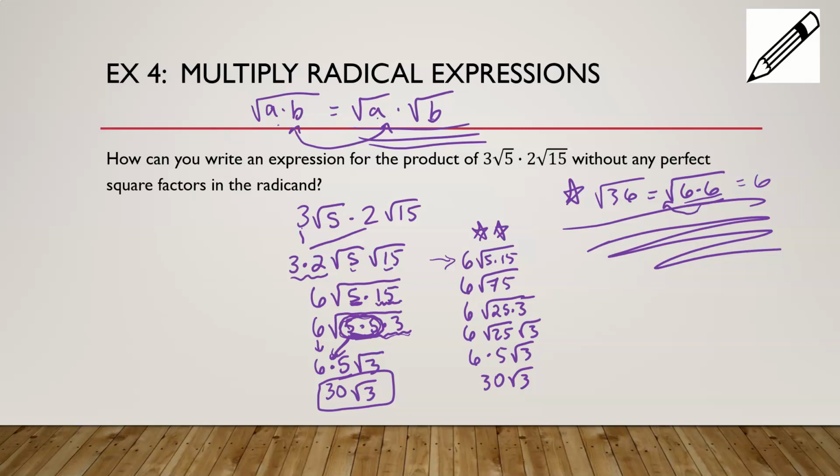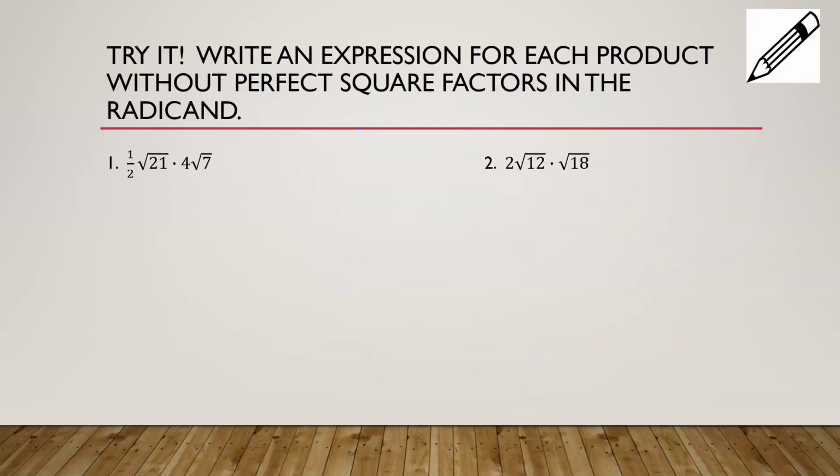All right, let's try one more. We're going to do one more together. If you're feeling good, you can pause it and do both on your own, but let's do the first one together in case you're confused. All right, so I see multiplication. So first I do the 1/2 times 4. Now I'm going to, in this step, do 21 times 7.